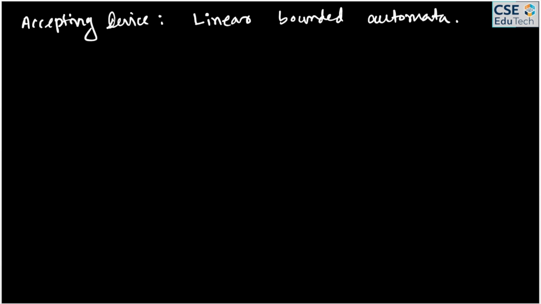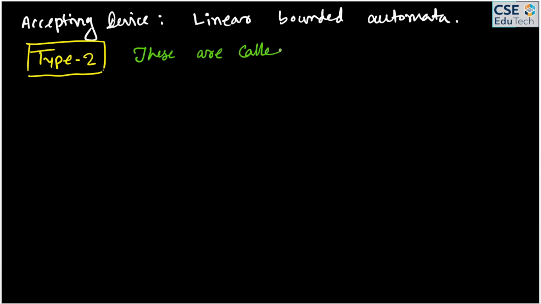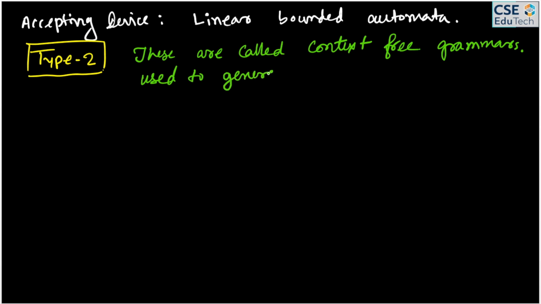Now we'll discuss type 2. Type 2 are basically called the context free grammar, and these are basically used to generate context free language.